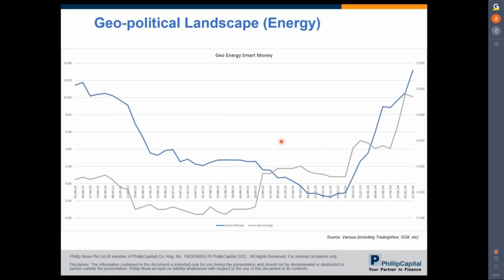Lastly, the last energy related stock is called Geo Energy. Ticker is RE4. Geo Energy operates coal mining and trading in Indonesia, China, and India, mostly Indonesia and China, right? But interestingly, different from the rest, smart money has been buying Geo Energy since November last year until now. So there are some opportunities here that we see since November.